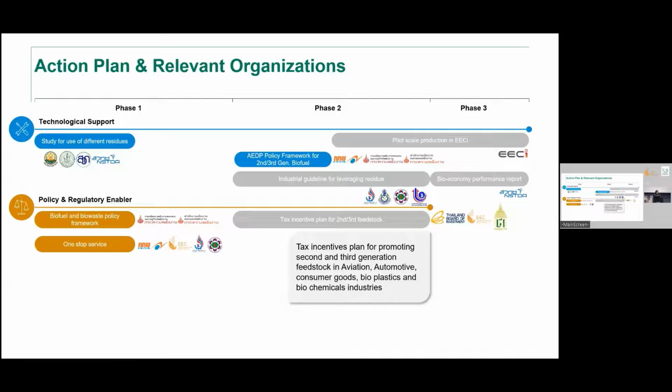Introducing a tax incentive plan for promoting second and third generation biofuel, specifically for the aviation and automotive segment, would be the next action plan.